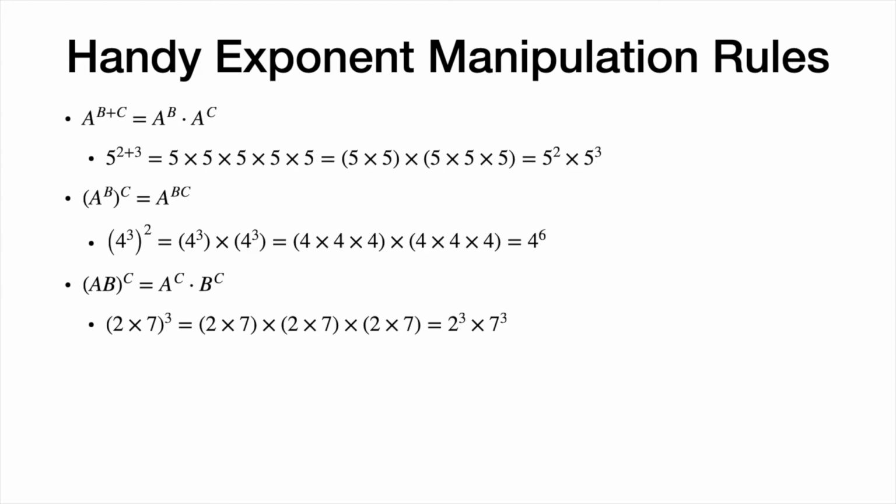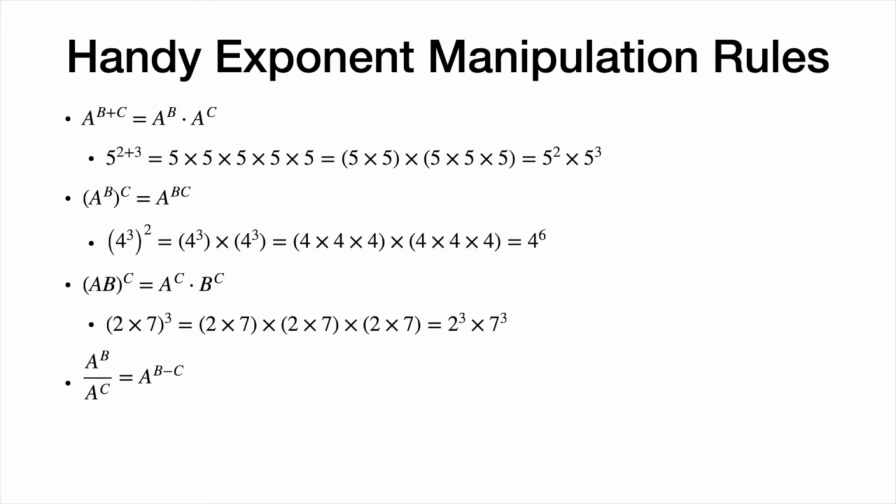Well, we can use the associative and commutative laws of multiplication, and we can rearrange these so we put the 2's together and the 7's together, and we'll get 2 to the third times 7 to the third. Because notice we get 3 2's in there, and we get 3 7's in there, so that's going to be 2 to the third times 7 to the third.